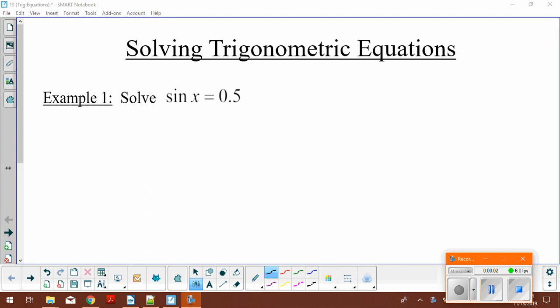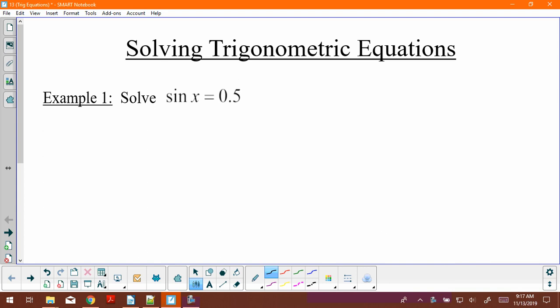Good afternoon, everyone. After spending all those lovely days on trig identities, we're going to go back now to solving trigonometric equations. And at times, this is going to involve using identities to tidy things up. But we'll start light and move it forward from there. So here's a basic one. Solve that sine x is equal to 0.5 or 1/2.